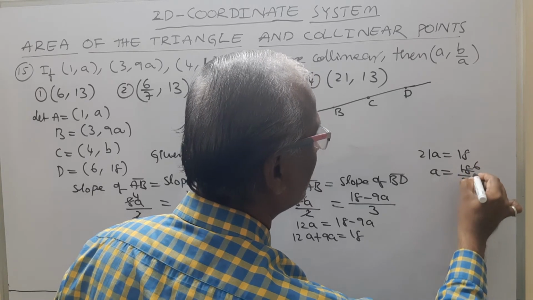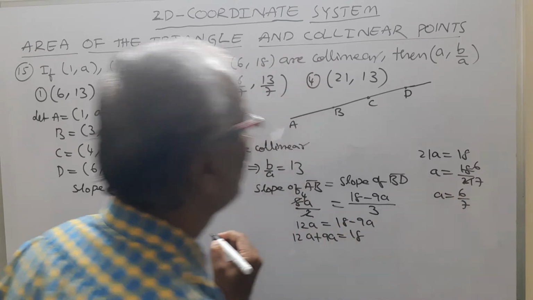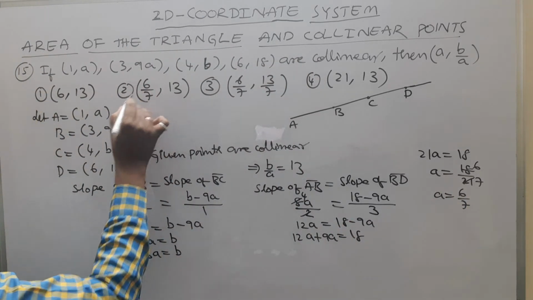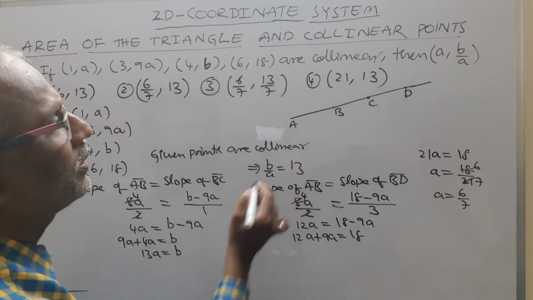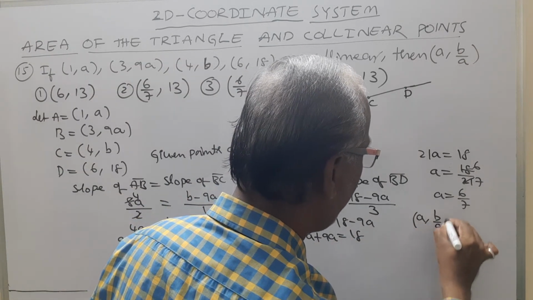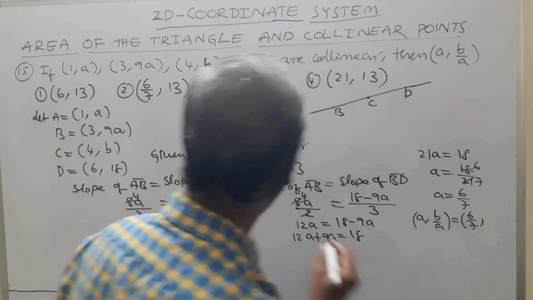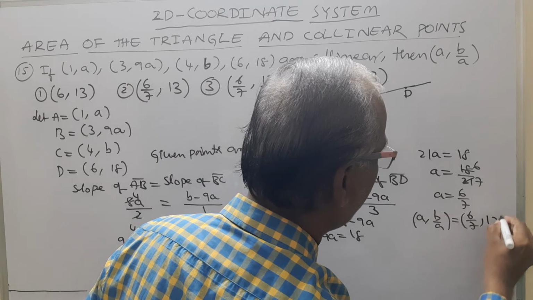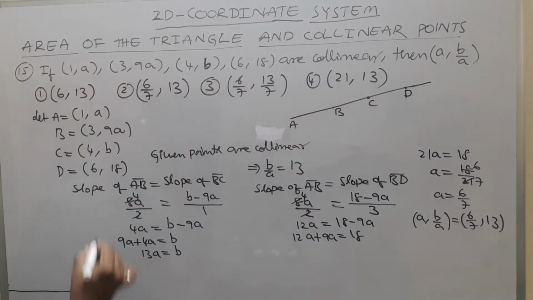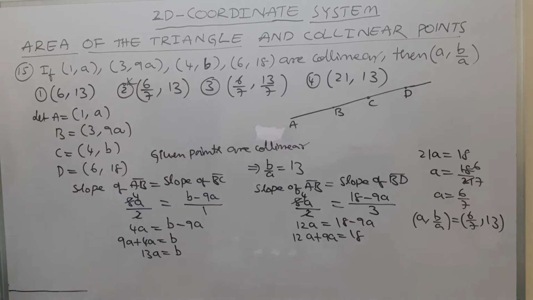A equal to 18 by 21. Here 3 sixes, 3 sevens. A equal to 6 by 7. And b by a equal to 13. Here to find (a, b/a): a equal to 6 by 7, b by a equal to 13. Here the right answer is the second option, (6/7, 13).